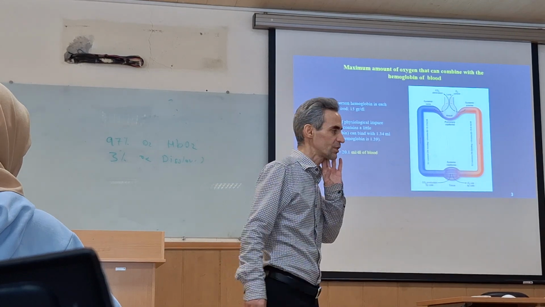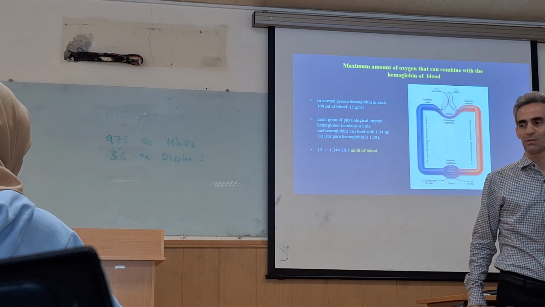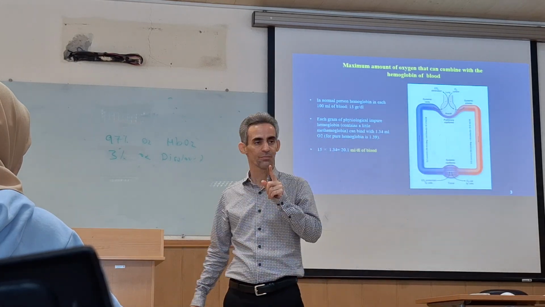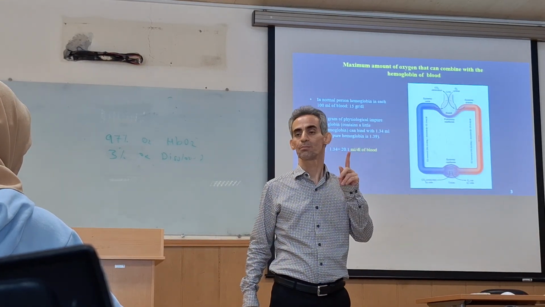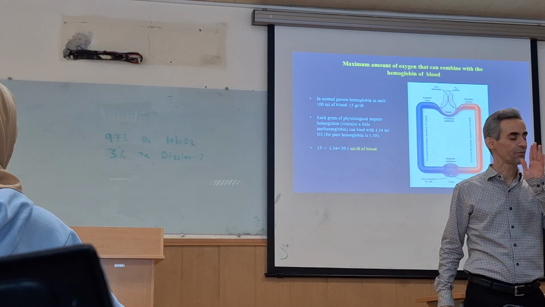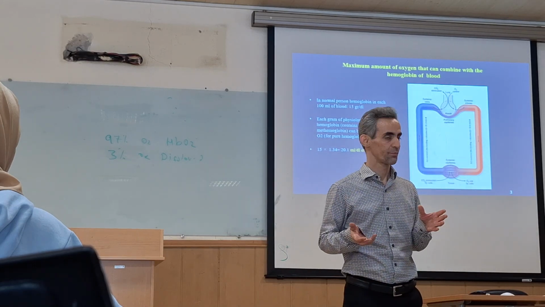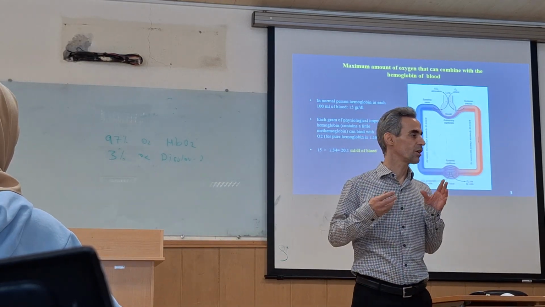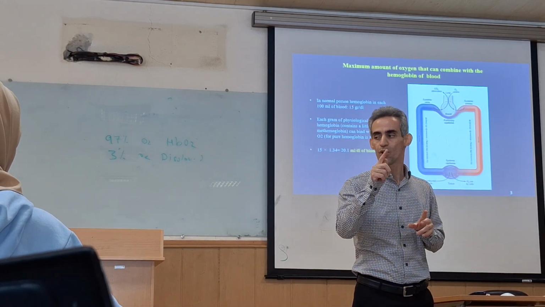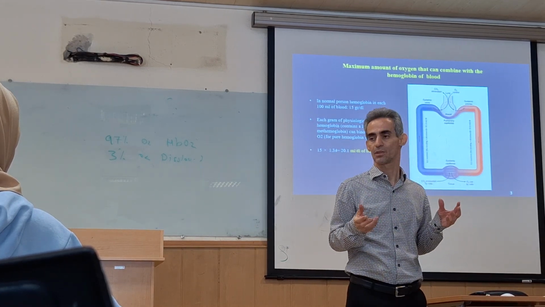The second, can you tell me how many milliliters of oxygen each gram of hemoglobin can bind? 1.34. But when the hemoglobin is pure, in this condition, each gram of hemoglobin can bind 1.39. But we have not pure hemoglobin inside of the blood.